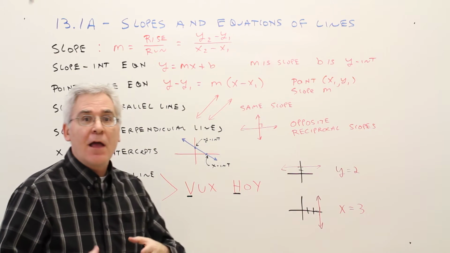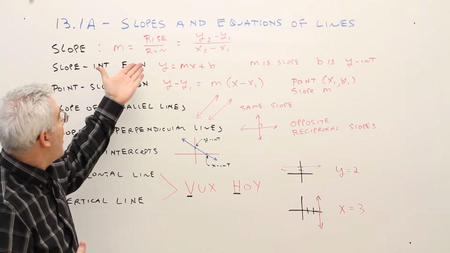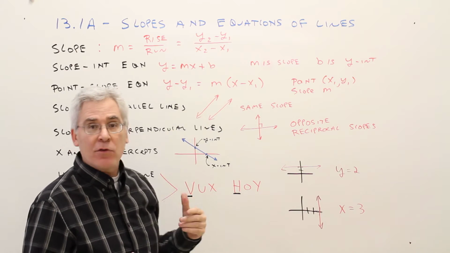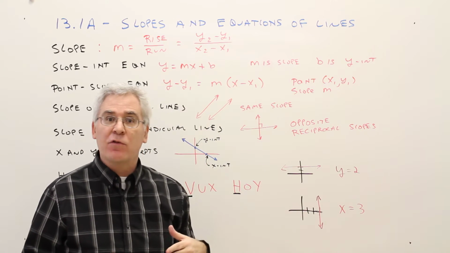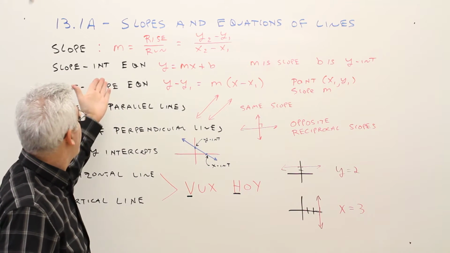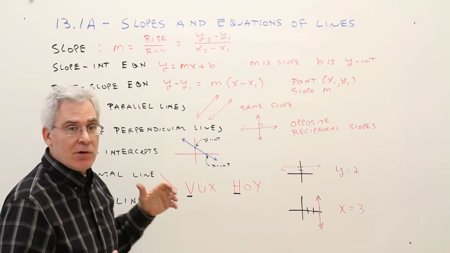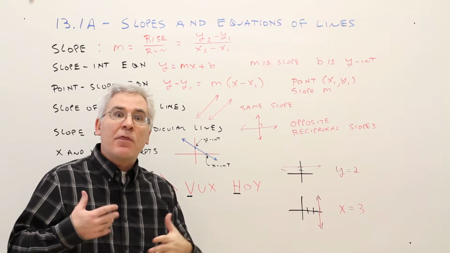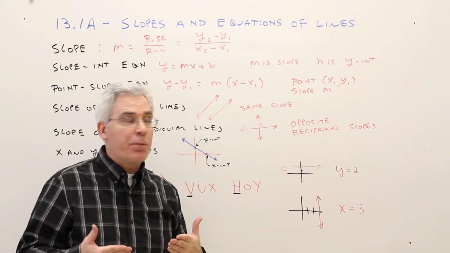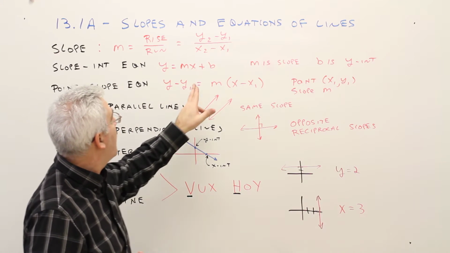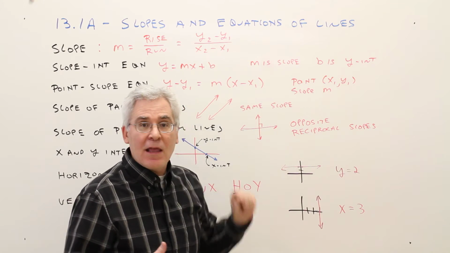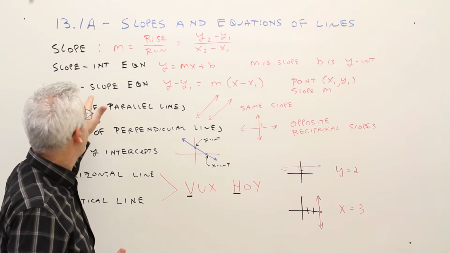So slope, m is used for slope, and it means rise over run, or algebraically y2 minus y1 over x2 minus x1. Slope-intercept equation of a line: y equals mx plus b. That's the most useful when you've got a slope and a y-intercept. So notice that b is the y-intercept and m is the slope.